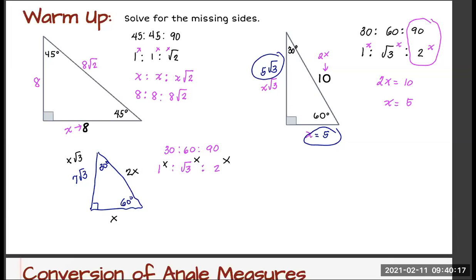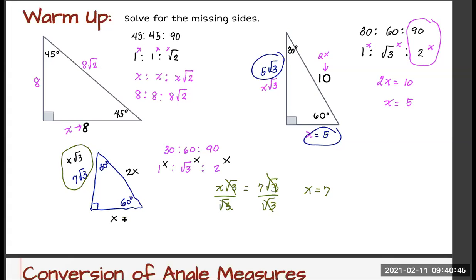So let's utilize the given. From here, you are given this side, and that side is x square root of 3. So x square root of 3 is equal to 7 square root of 3, right? If you divide both sides by square root of 3 to get x, then your x would be equal to 7. That's correct. So your x is equal to 7.